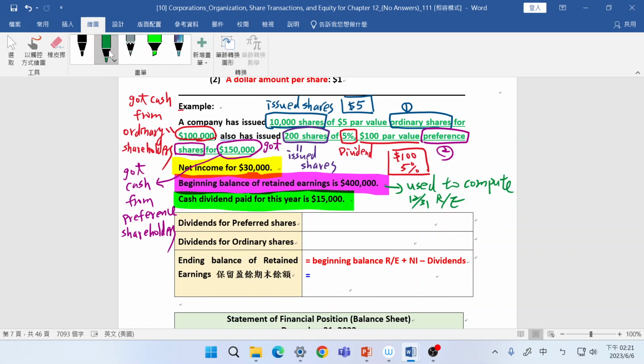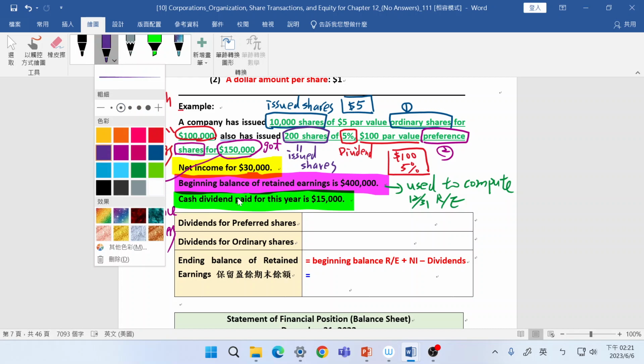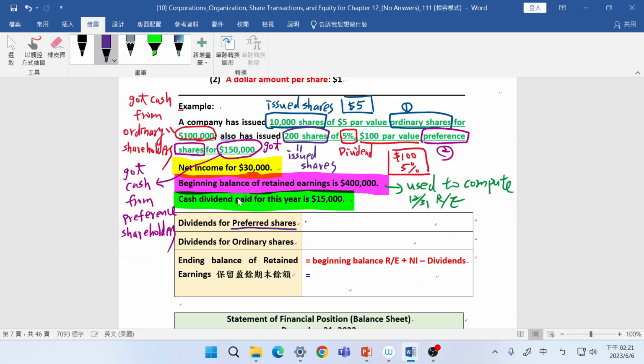Okay. So try to get how much for preference shareholders? Dividend rate times par value, right? How much remains for your ordinary shareholders, right? Okay. Third, I want to know the ending balance. How to know the ending balance? Beginning plus net income minus dividends. You get the ending, right?